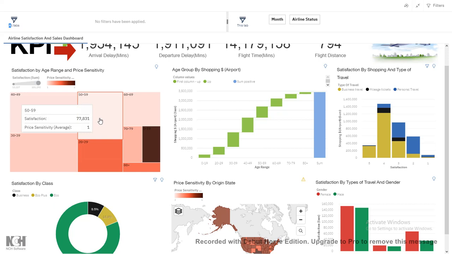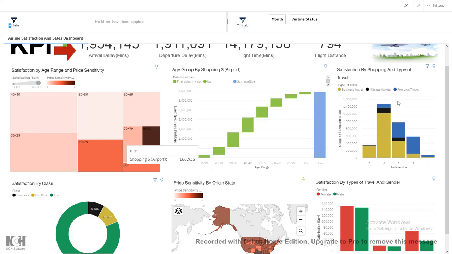they mostly are kids. Now looking at this waterfall representation, this is age group by shopping. Shopping at the airport, the age groups that shop the most are the 40 to 49 and 30 to 39. They shop the most at the airport, which is talking about their buying power. And the ages that shop the least are the 80 plus and the 0 to 19. They are the groups that shop the least.